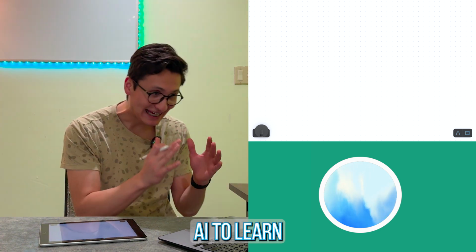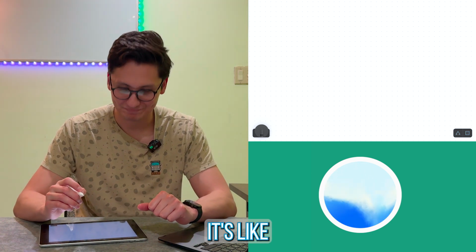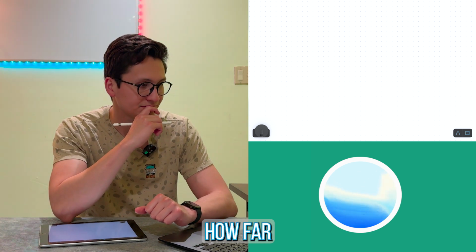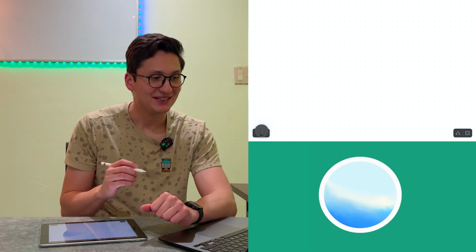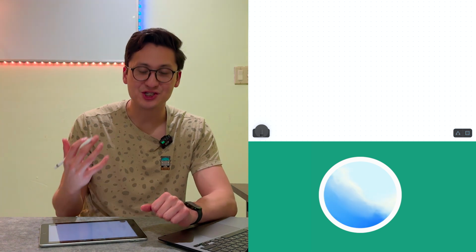Today we're using AI to learn how to find the perimeter of a square and a rectangle. So Chat, first of all, what is perimeter? Perimeter is the total distance around the edge of a shape. Imagine it's like walking around a playground. It's how far you'd walk to make it all the way around. Okay, so perimeter is the distance around a shape.